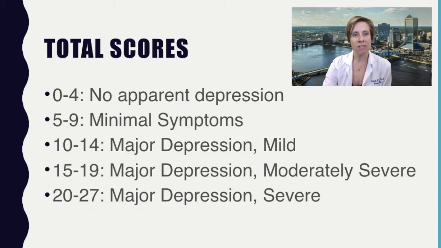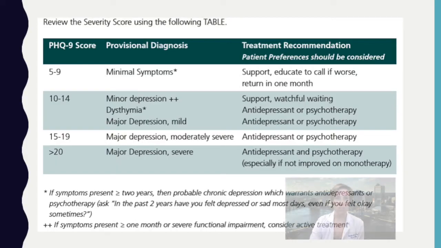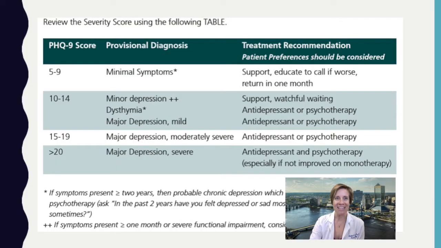And so what you'll see, your scores will range from 0 to 27, going from no apparent depression, 0 to 4, to minimal symptoms, 5 to 9, major depression, mild symptoms, 10 to 14, major depression, moderately severe symptoms, 15 to 19, and then pretty severe major depression if you have a rating of 20 to 27. You'll see on the slide next to me that there are provisional diagnoses and treatment recommendations for each, but we're not going to get into that right now.